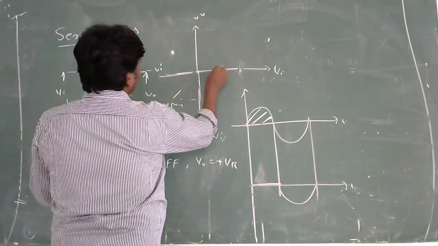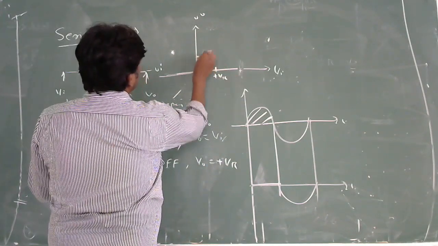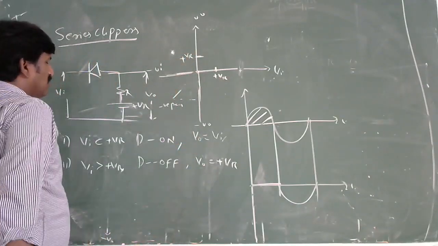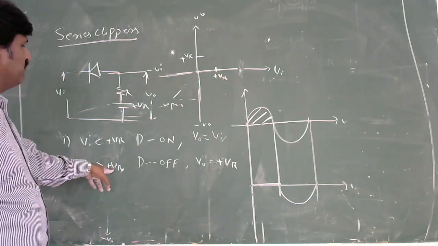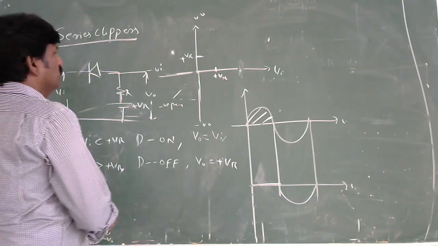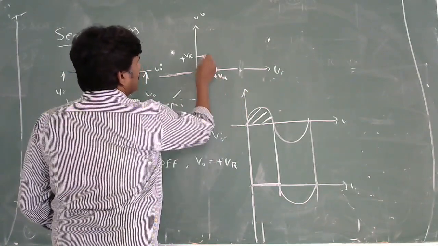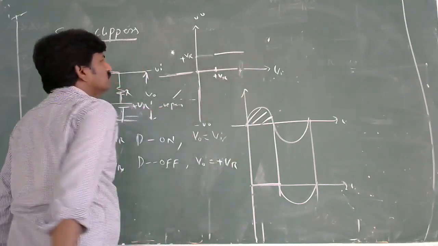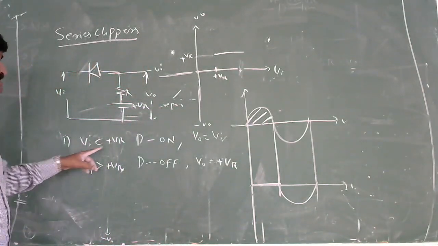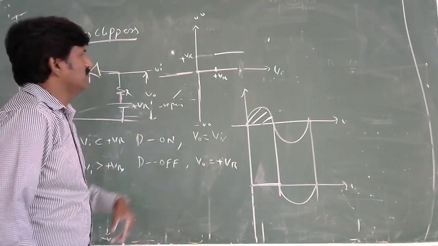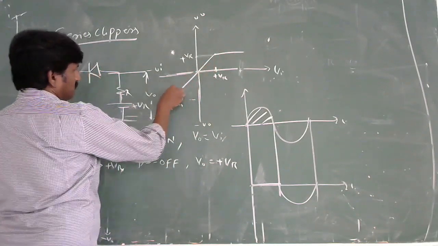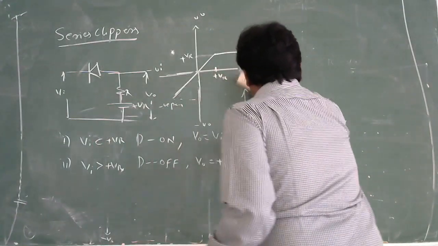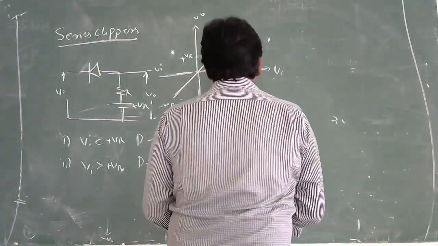Where would we find this one? It is a plus V reference. What is the output? Here also it follows the plus V reference. It means that when Vi is greater than plus V reference, output follows the plus V reference. You should understand that when Vi is less than plus V reference, output follows the input. Means this one.